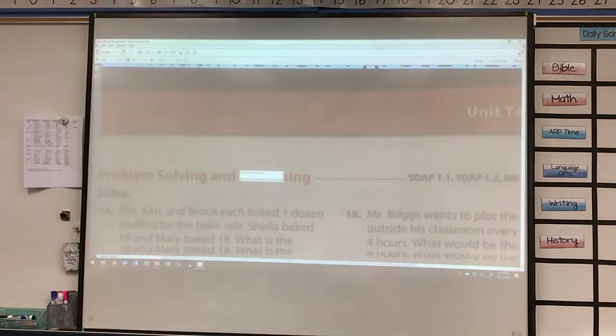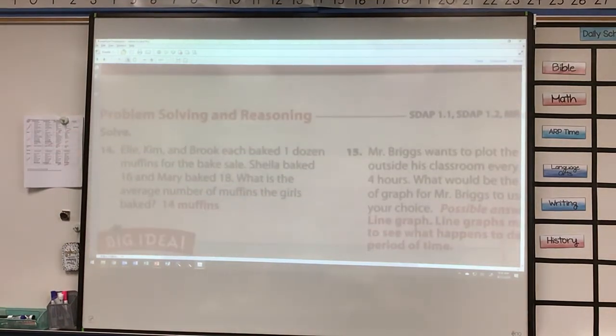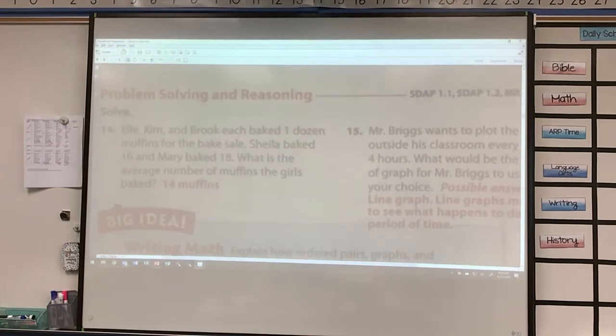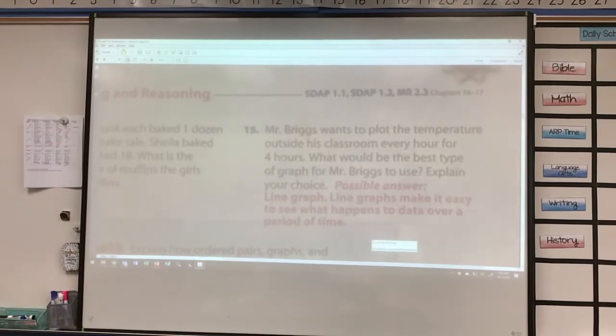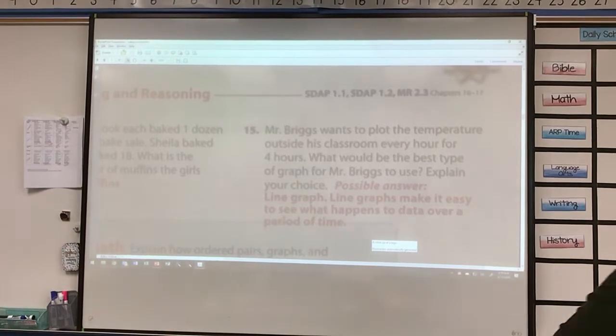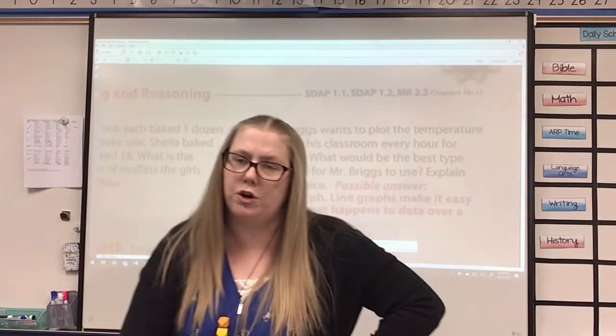Okay, and then 14 was 14 muffins, and then 15 has a possible answer, so yours might not have exactly the same explanation, but you should have picked a line graph because it's change over time, and line graphs make it easy to see what happens to data over a period of time. Okay, so that was your homework that you were assigned to review for your unit test.